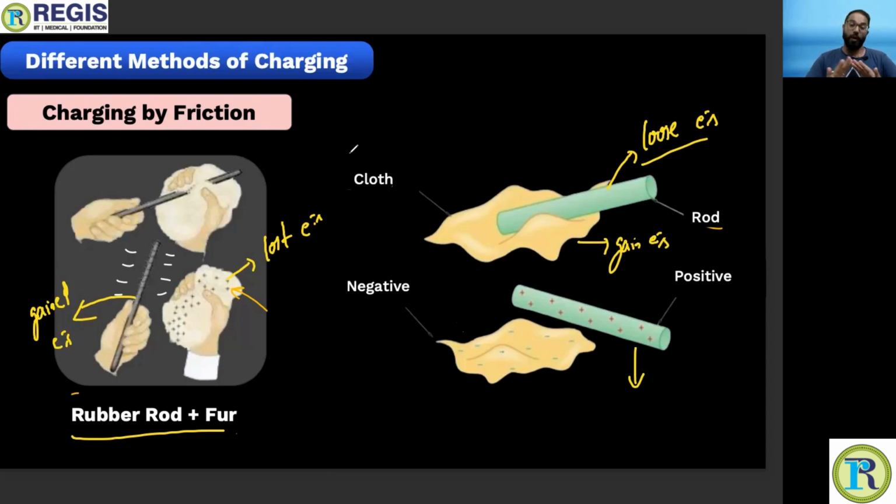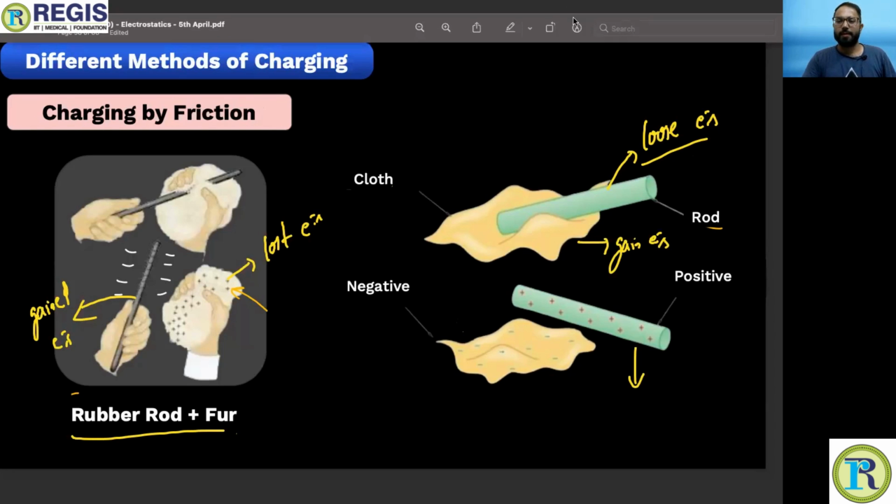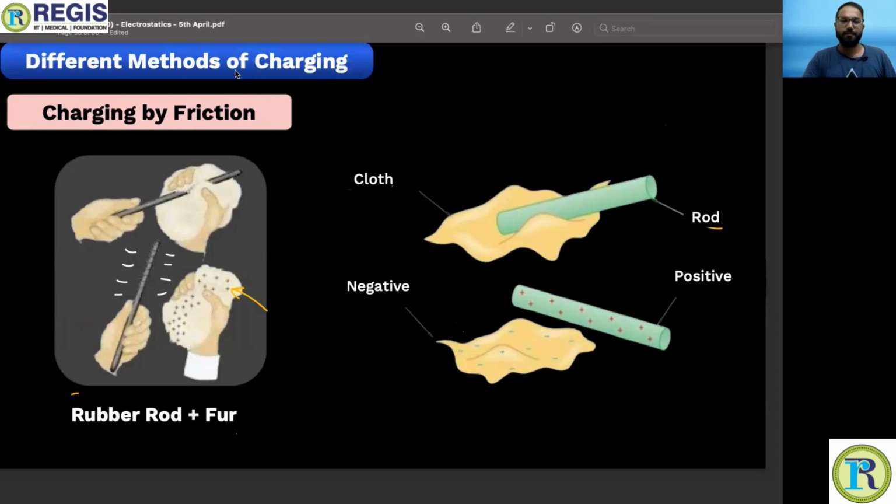So basically, you have to remember all these examples. There is no concept behind this. You just have to remember which will lose or gain electrons. Okay. Now let's try a couple of questions.